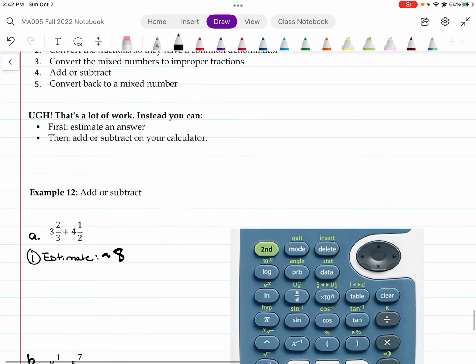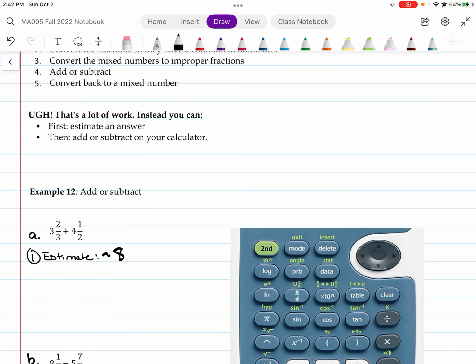So now you're going to take your calculator and you're going to put it in. You don't even have to convert it. You can just use the mixed number button. So here's the number button I was talking about. It's above the n over d. You have to hit the second button in order to get to all of these green ones right here. Okay, so that's all you have to do, hit the second button.